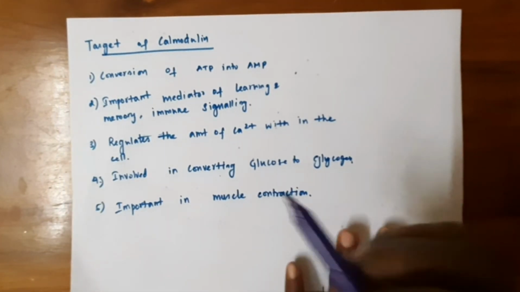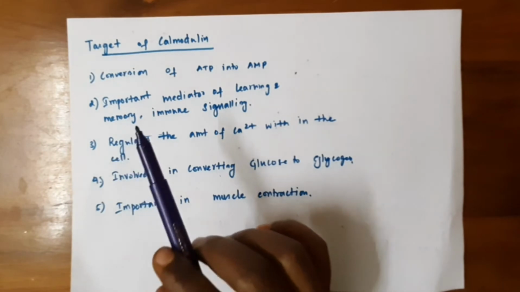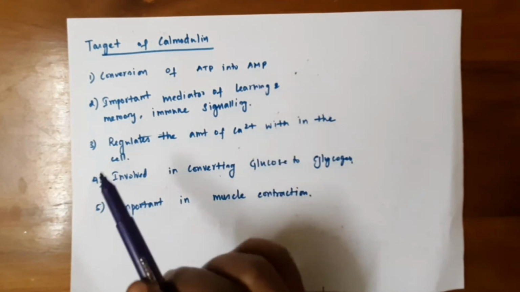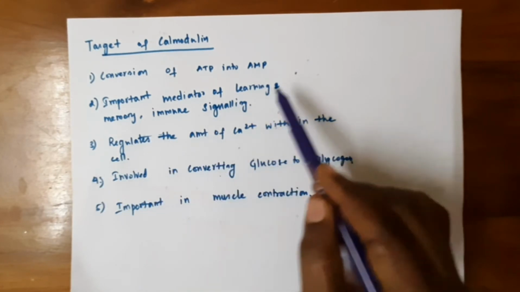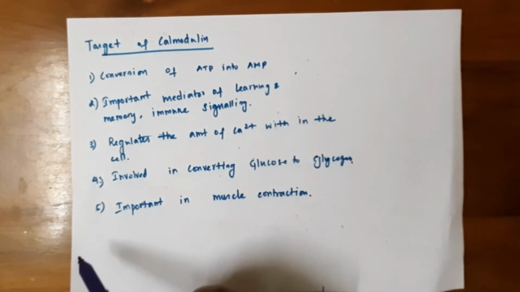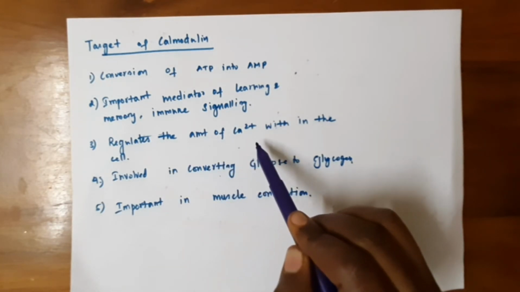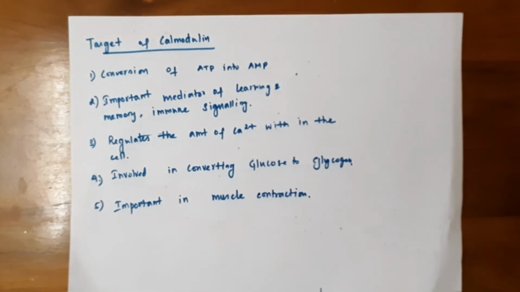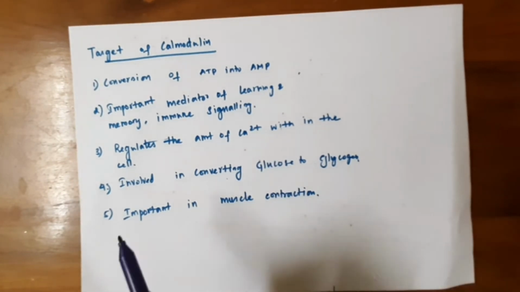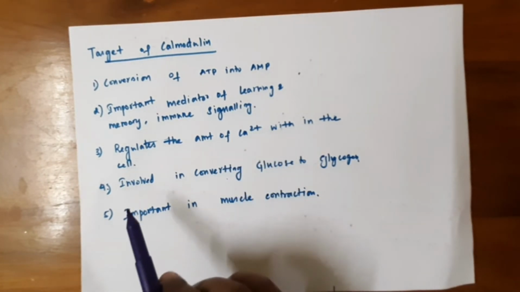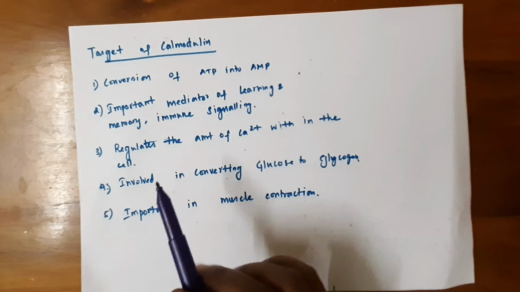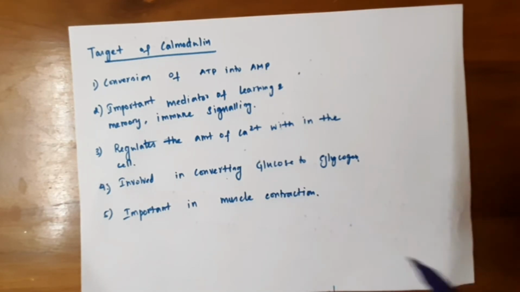And if we see the main target of calmodulin, first it is involved in the conversion of ATP into AMP, that is adenosine triphosphate into adenosine monophosphate, and it is also an important mediator in the learning, memory and immune signaling system. It also regulates the amount of calcium 2 plus within the cell, so it depends upon the concentration of calcium 2 plus in the cell. It is completely dependent on calcium 2 plus, and it is involved in the conversion of glucose to glycogen, and also in the muscle contraction of the human body. So these are the main targets of calmodulin.